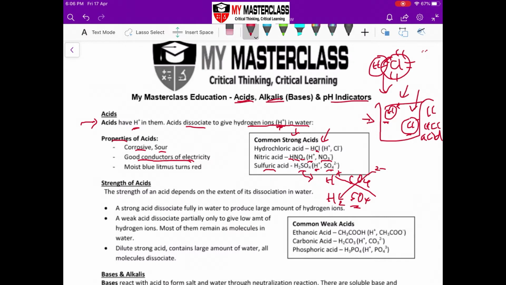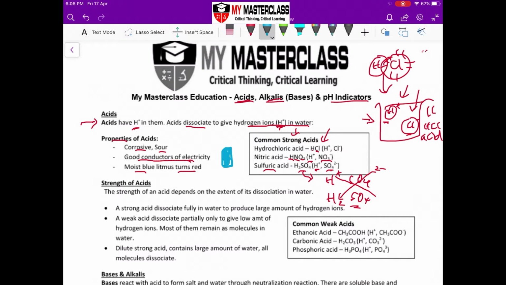And then the last one is it turns your moist blue litmus paper red. So I remember it as blue turn red, because red is dangerous, it is corrosive. So acids will turn the moist blue litmus paper red. Your blue litmus paper will really just look something like this, a piece of paper, and then the whole paper is blue in color.